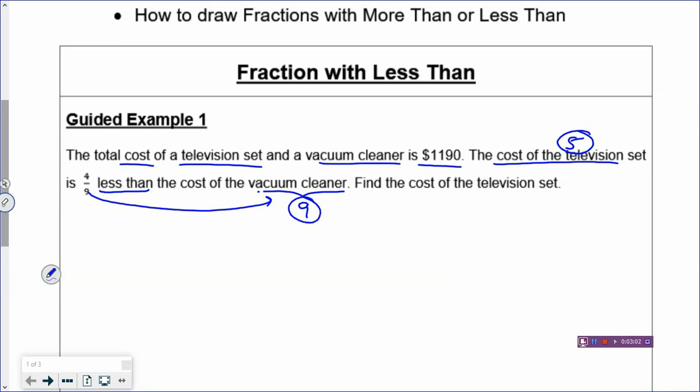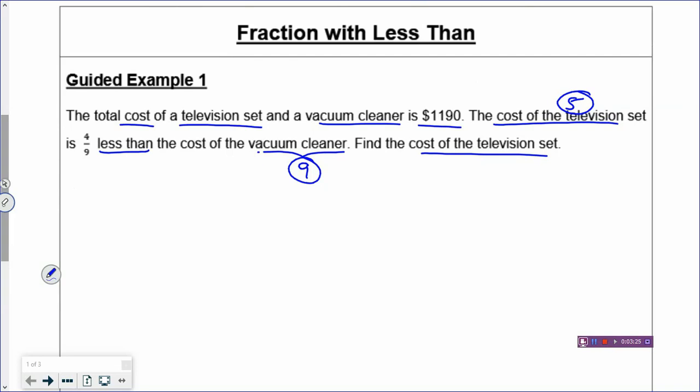But to prevent the confusion on this arrow pointing, I will always put down fractions. The vacuum cleaner is 9 over 9, then you minus 4 over 9, and you get 5 over 9. That's how you get 5 and 9. Now, find the cost of the TV set. Once you know how to draw the model and how to interpret fractions with more than or less than, it becomes very simple.